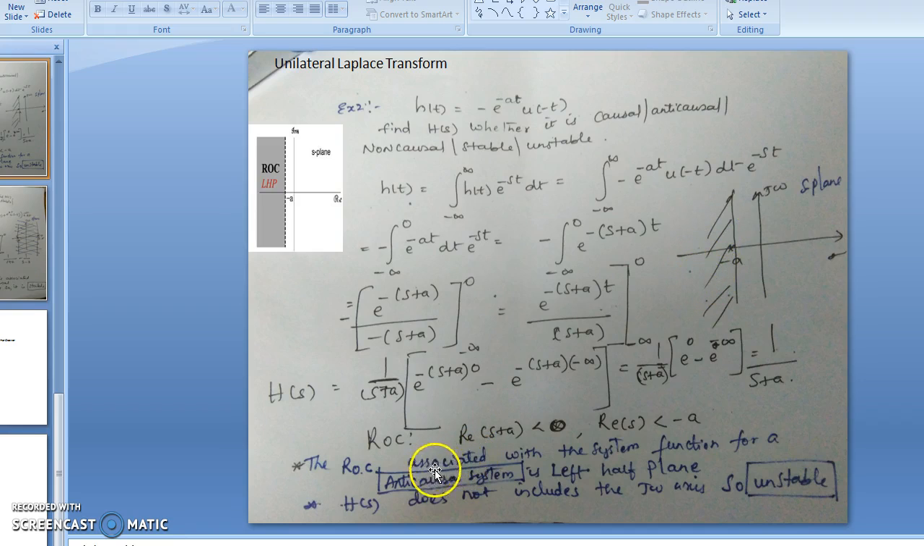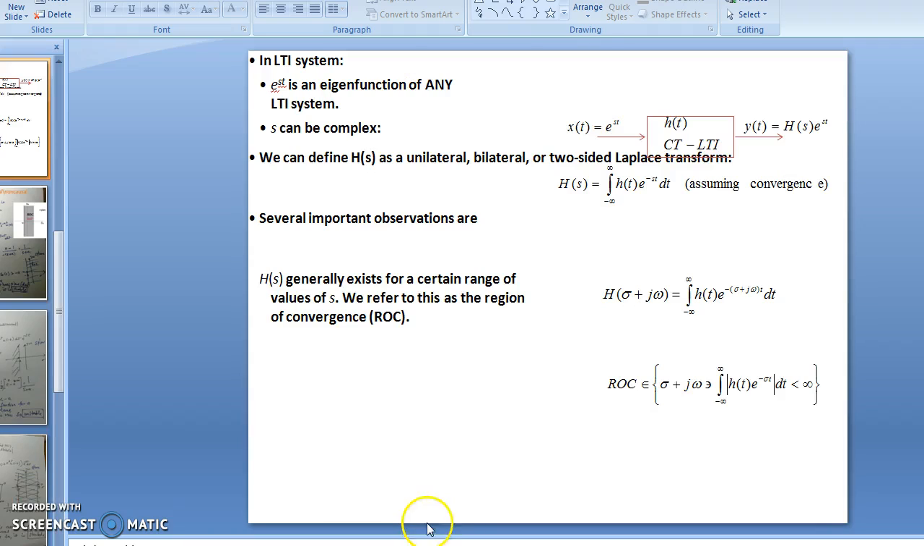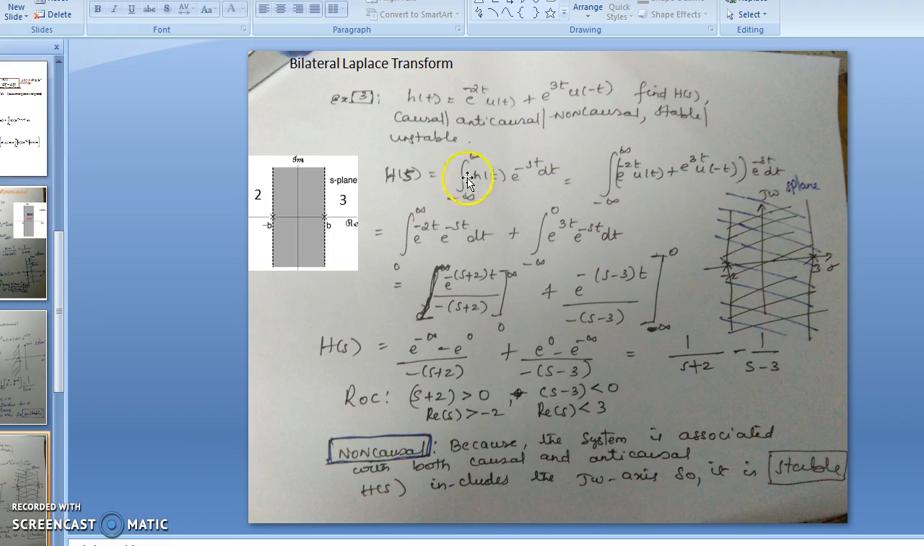Now in this, the ROC is associated with the system function for a left half plane, that is left half of the plane. So it is an anti-causal system. Now H(s) does not include the j omega axis in the ROC plane, so it is an unstable system. In the previous examples, we observed the unilateral Laplace transform.